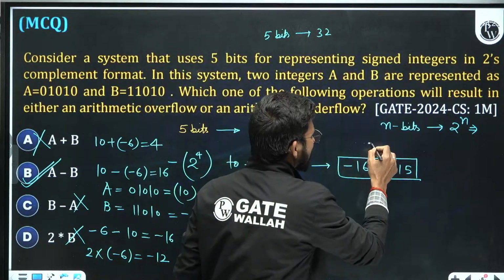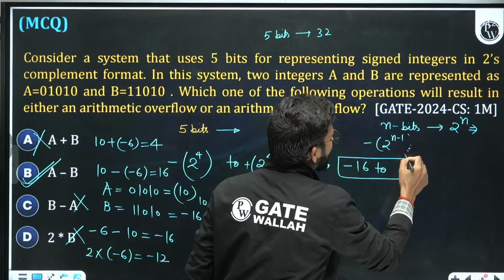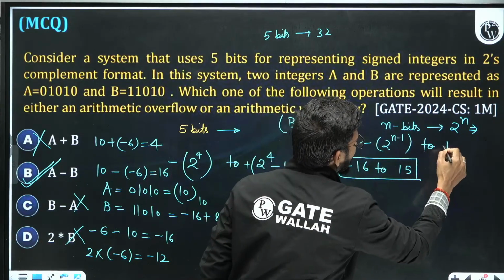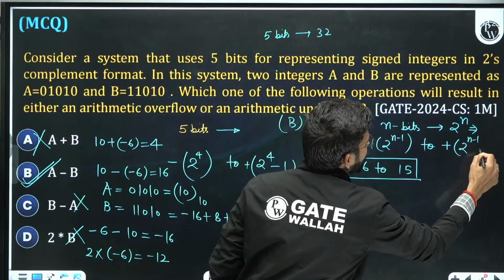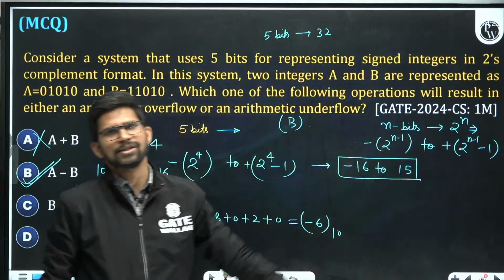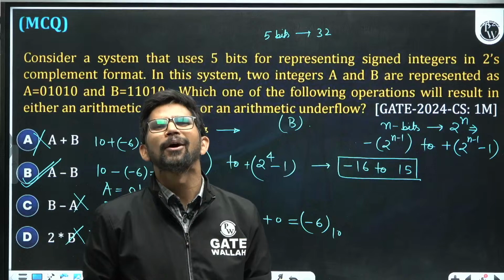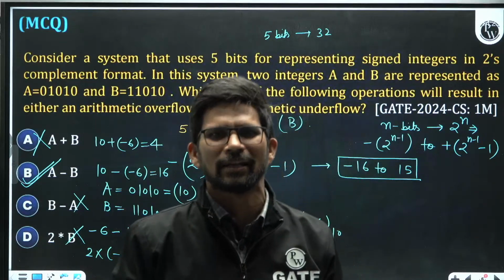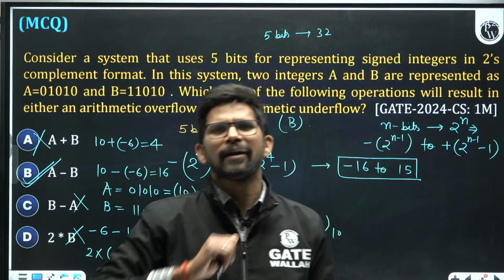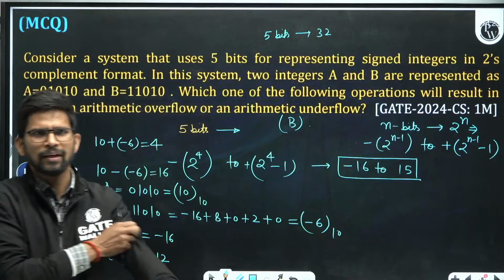So, you can represent from where to where? In case of 2's complement, this is the range: minus 2 to the power n minus 1 to plus 2 to the power n minus 1 minus 1. Okay. So, Ankit the engineer, correct your formula, correct your concept.